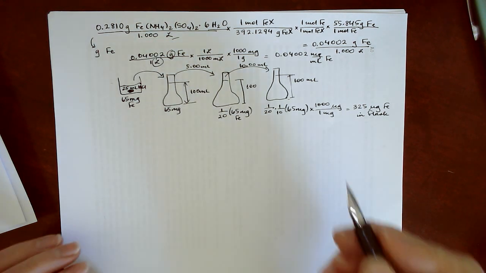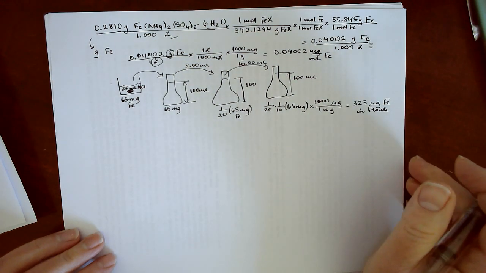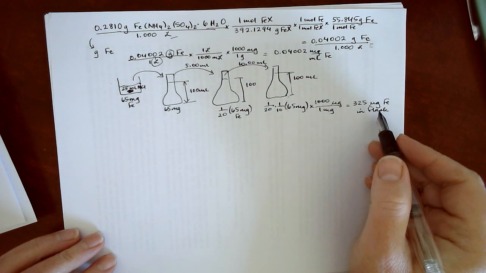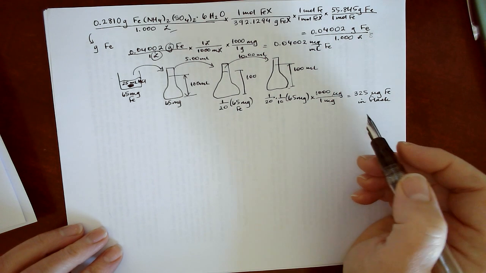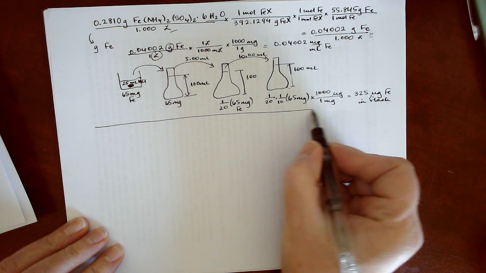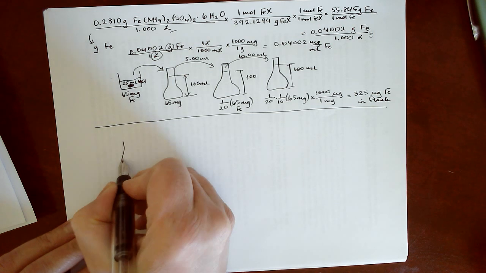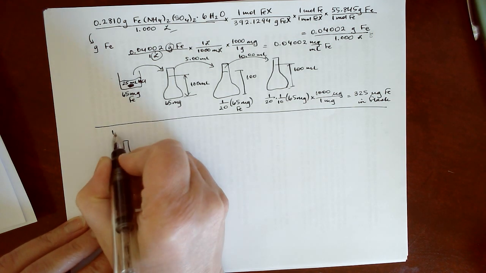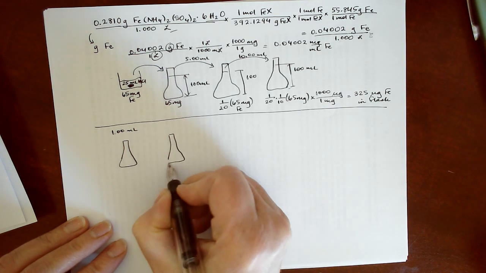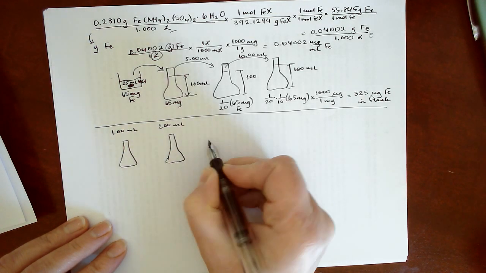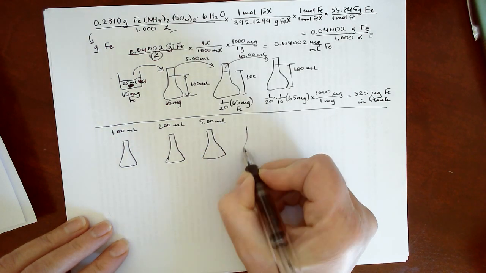And the reason I'm doing that is to be consistent with how I'm going to look at the rest of those calculations. And you can convert these, of course, into micrograms per milliliter if you want to, but I'm not going to right now. Okay, so now let's think about those standard solutions. So in the standard, we had one flask that contained 1 milliliter of the standard. We had one with 2 milliliters. We had one with 5 milliliters. And we had one with 10 milliliters.